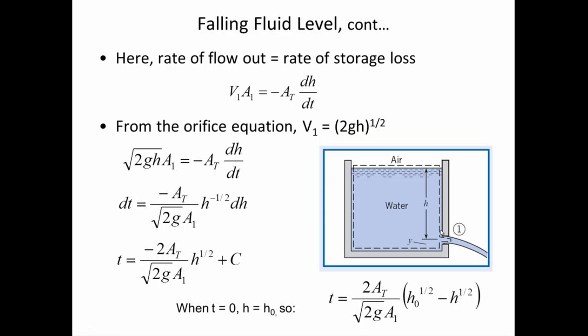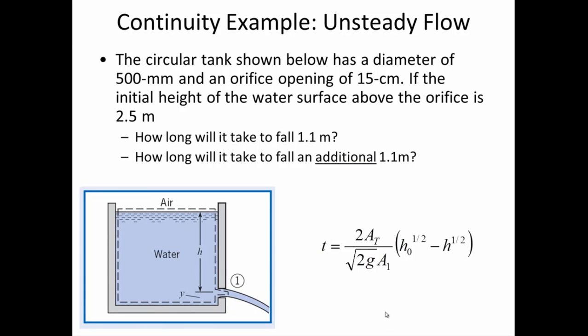On the other hand, if the area of the opening, the orifice, is large, then that's going to decrease the amount of time it takes to fall some liquid level. So we'll apply that with this example, and we're looking at unsteady flow here. Remember, the definition of unsteady flow is that conditions are changing with respect to time. And what's changing over time is that as the water level decreases, so does the velocity out of the orifice. We have a circular tank.